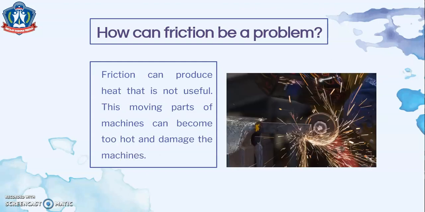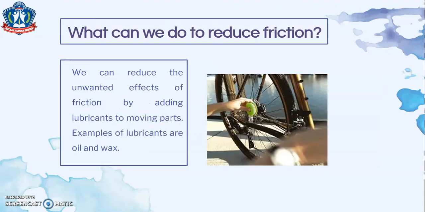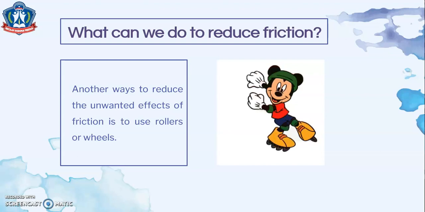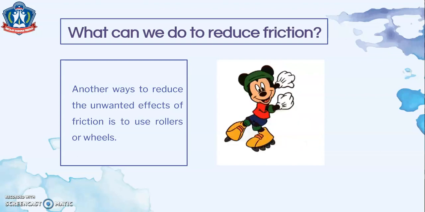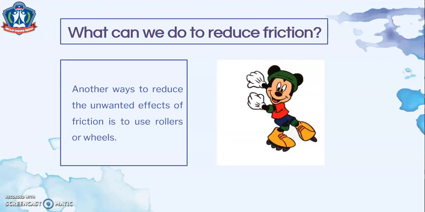Friction can produce heat that is not useful. These moving parts of machines can become too hot and damage the machines. We can reduce the unwanted effects of friction by adding lubricants to moving parts. Examples of lubricants are oil and wax. What can we do to reduce friction? Another way to reduce the unwanted effects of friction is to use rollers or wheels.